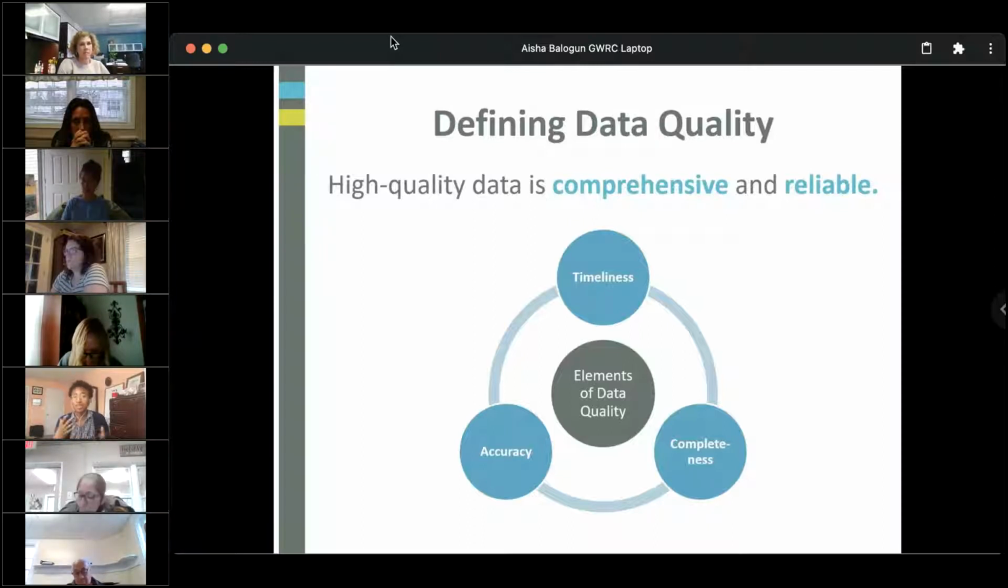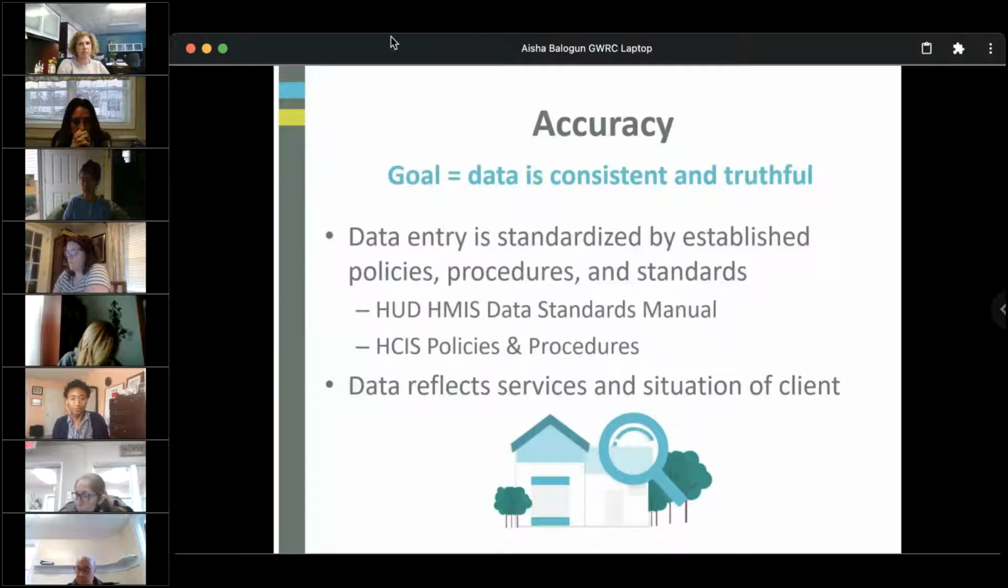So when we're talking about the elements of high quality data, we're talking about three different things: accuracy, completeness, and timeliness. And we'll walk through what each one of those means now. So first, accuracy, just making sure that the data we're putting into HMIS is consistent and truthful. When we're talking about consistency, we're talking about following the standardized procedures that are set out for us by HUD and by Homeward, our HMIS implementer.